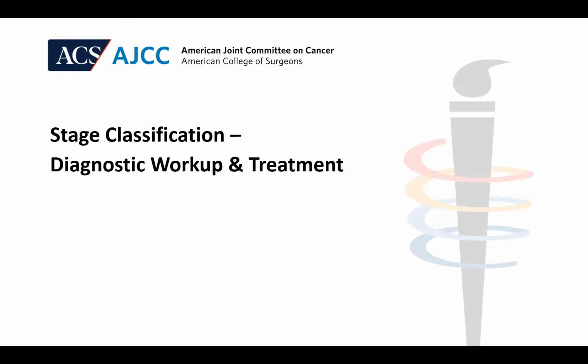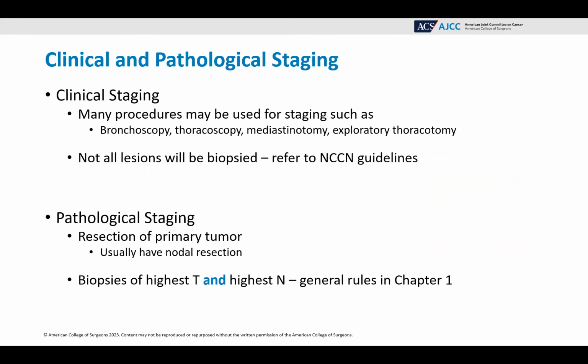Now let's talk about stage classification, diagnostic workup, and treatment. Clinical staging. Many procedures may be used for staging, such as bronchoscopy, thoracoscopy, mediastinotomy, exploratory thoracotomy. Not all lesions will be biopsied, and it sometimes helps to look at the NCCN guidelines to understand what they're looking for and what they're biopsying and some of the guidelines to help registrars understand.